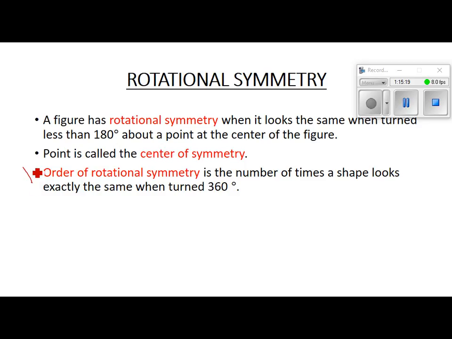Order of rotational symmetry. I don't even think this book deals with order of rotational symmetry, but I'm going to talk about it because I think it's important. Order of rotational symmetry is the number of times the shape looks exactly the same when you turn it one whole turn about that point.